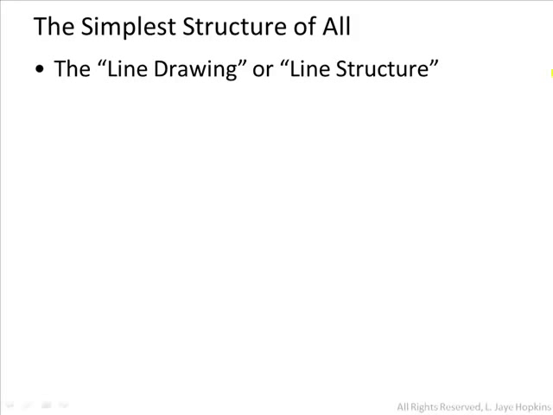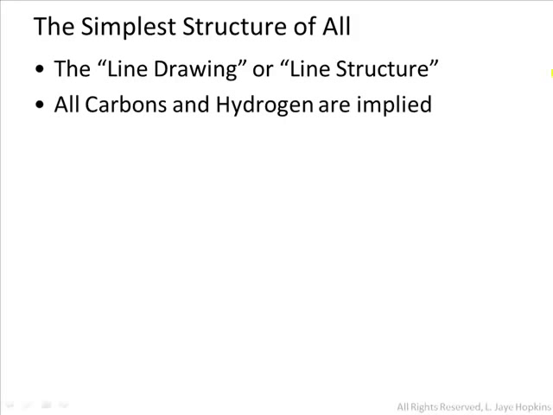What information is implied? Well, have you noticed that in all of these structures, we've had to write out a lot of carbon and a lot of hydrogen because they're present in all organic molecules? Well, this is what makes line drawings so simple. They leave the carbons and the hydrogens off of the molecule by allowing them to be implied. How on earth is it okay to leave off carbon and hydrogen? Well, the answer has to do with that tetrahedral geometry we've been talking about.